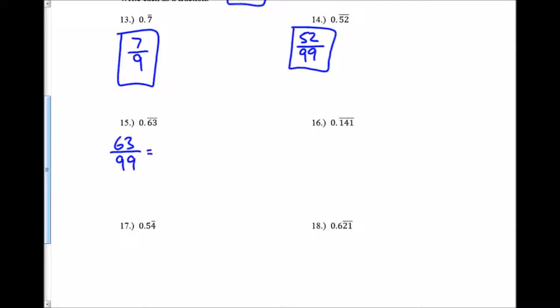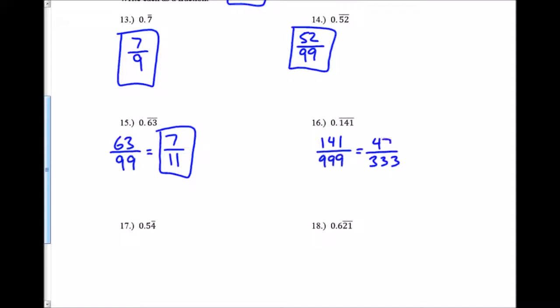The next one, I have 3 values repeating, so I put it over that many 9s. And then I want to reduce this. Each of these is divisible by 3. So when I do that, that's going to be 47 over 333.